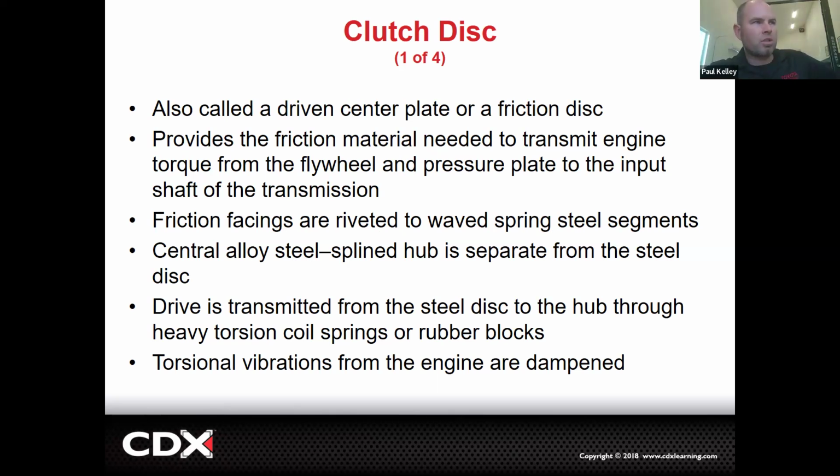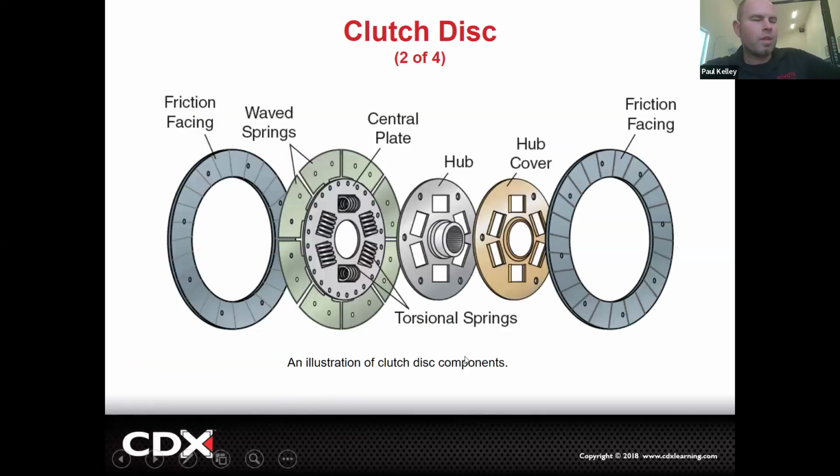And then the drive can be transmitted in different ways, especially when we have these torsional vibrations we're worried about. We need to dampen those. How do we do that? Well, I'll show you. All right, if we were to start right with the center, this hub would be splined to the input shaft. Make sense?